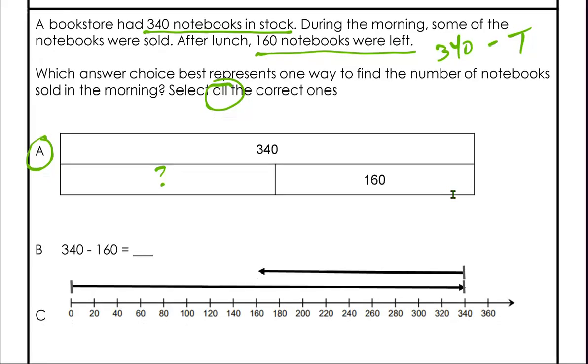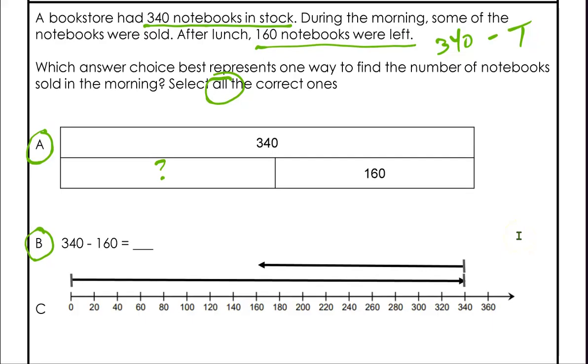Okay. Now let's look at the next one. B. 340 minus 160. Well, 340 is in the front, which it should be, the total in subtraction. They're taking away 160, which was how many she had left, in order to find out how many they sold. So, yes, this would also be correct.